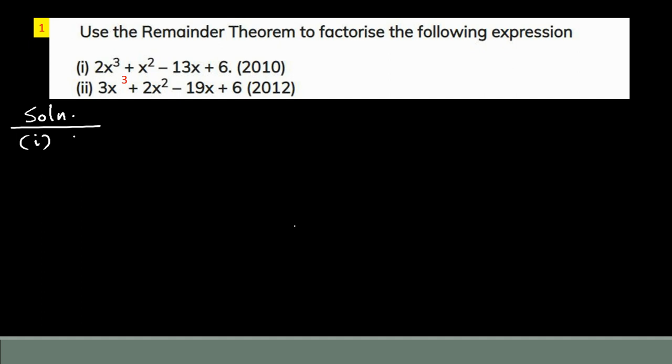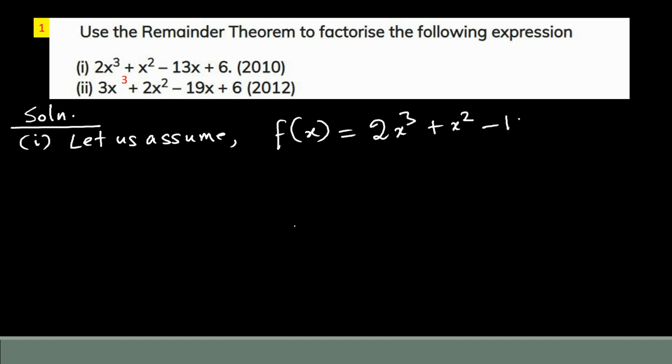Let us assume fx equals this expression, so let us take this entire expression under fx, minus 13x plus 6. It is saying to use the remainder theorem to factorize this entire expression, 2x cube plus x square minus 13x plus 6.